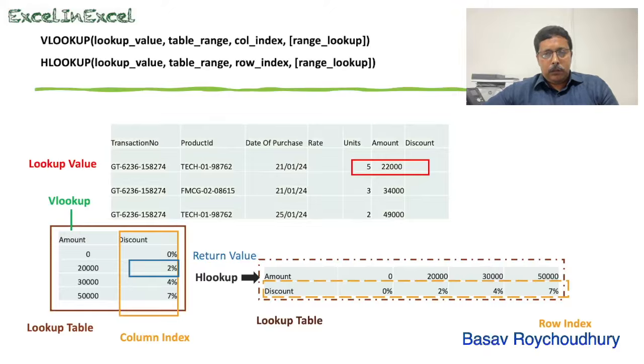I reiterate once again that whenever you are using an approximate match, the lookup column in case of Vlookup and the lookup row in case of Xlookup must have numbers and they must be in ascending order. So let's work on the Excel sheet that we had worked on some time back and see how that works out.